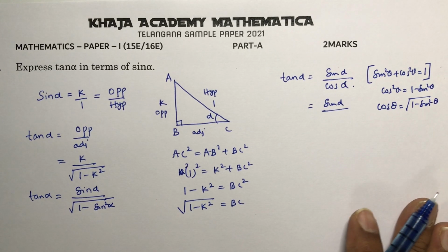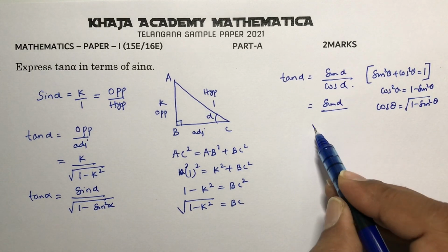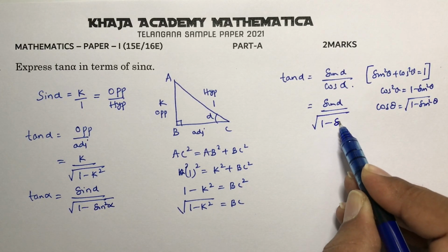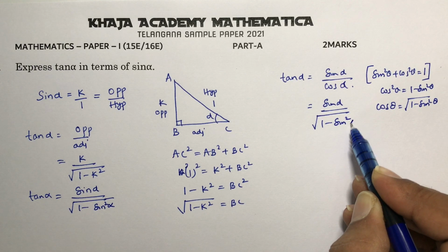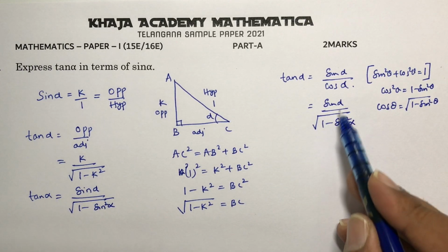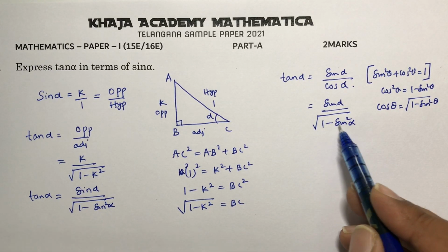Root 1 minus sin square theta. So here cos alpha you can write as root 1 minus sin square alpha. So tan alpha is sin alpha by 1 minus root 1 minus sin square alpha.